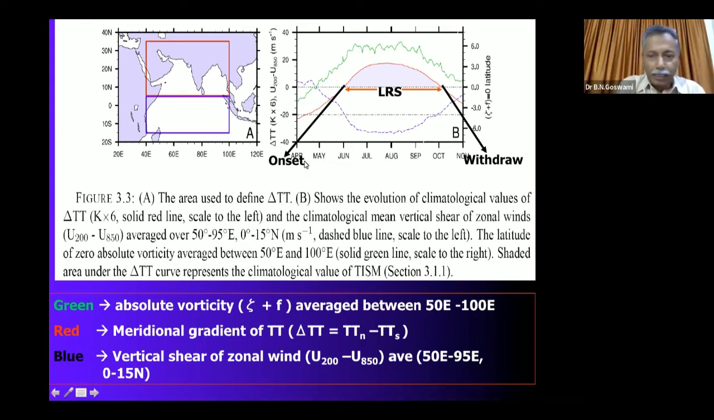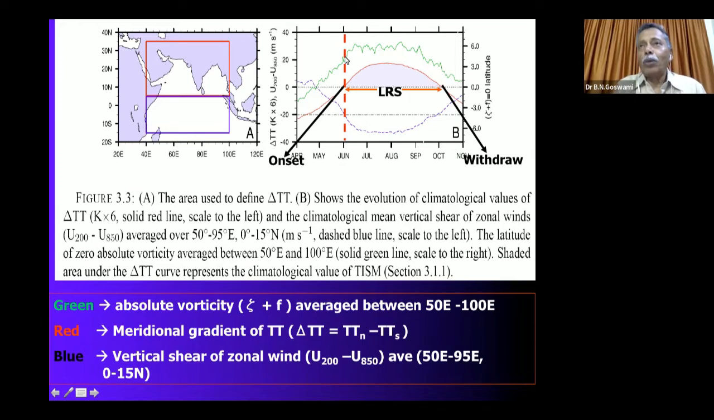So now we have an objective way of defining onset and withdrawal and the length of the rainy season, and this is something I will come back to. At this point, I have plotted two other things, where this is the absolute vorticity latitude at which the absolute vorticity becomes zero. So at the time of onset, the absolute vorticity becomes zero at about 3 or 4 degrees north.